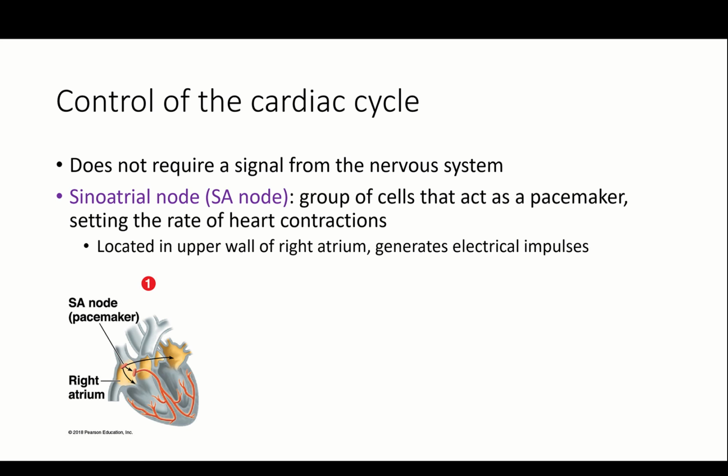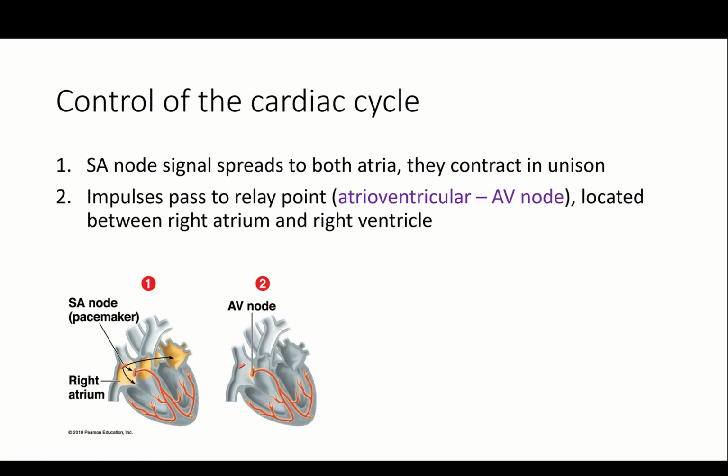So what we have here is the sinoatrial node, also known as the SA node. This is a group of cells that function as the pacemaker. They set the rate of the heart contractions. You'll notice it's found in the upper wall of the right atrium, and it generates the electrical impulses that drive that heartbeat contraction. When the SA node signal spreads to both of the atria, they're going to contract in unison.